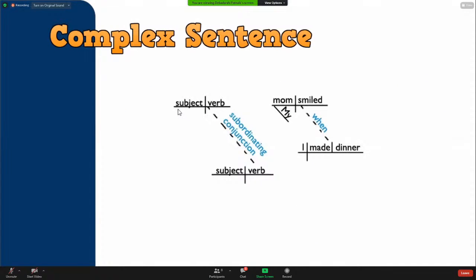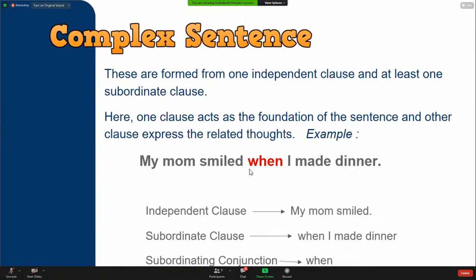Let's say subject, verb: the upper part is called the independent clause, and the lower part is called the subordinate clause. Maybe the independent clause happens before or because of the subordinate clause. There is an interrelation between them. For example, "my mom smiled" is the independent clause, and "when I made dinner" is the subordinate clause. Can we translate this sentence into Telugu or Hindi?